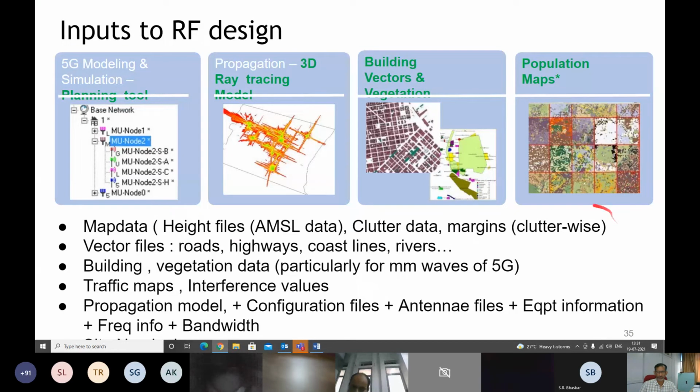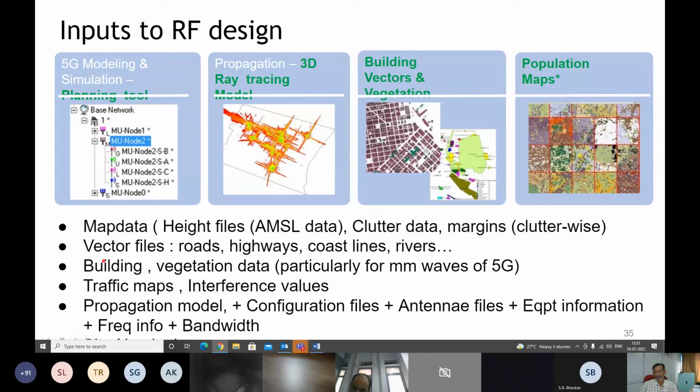So tuning on this input is required. Then you have what is called a vector file. Vector file means your road details, your highways, your coastlines, your river lines. These kinds of lines are called the vector file. That will help you to identify the place.